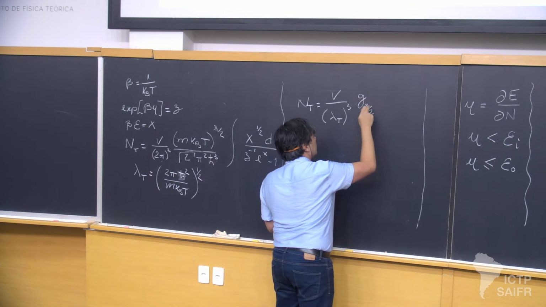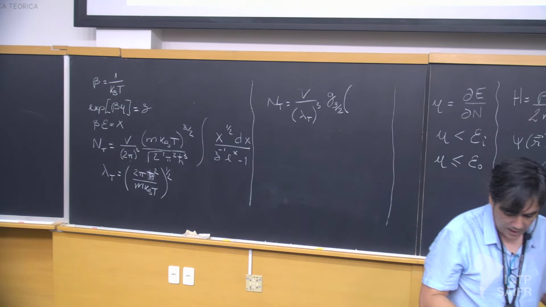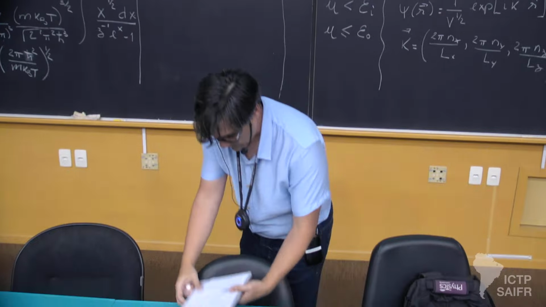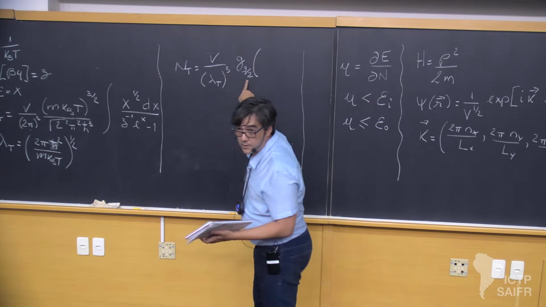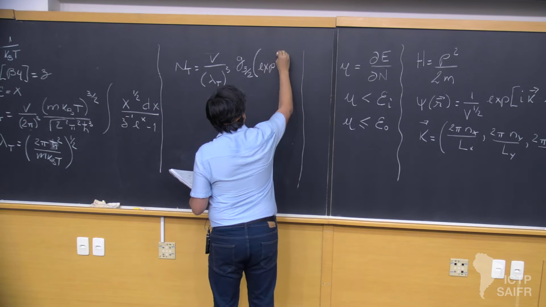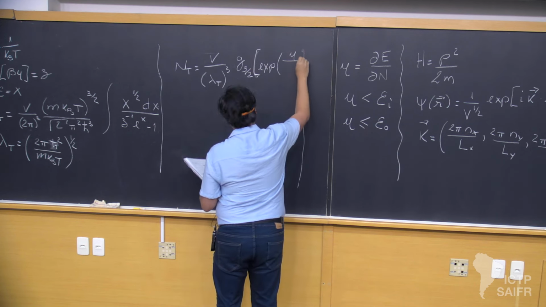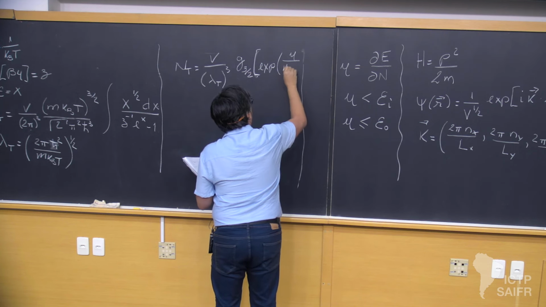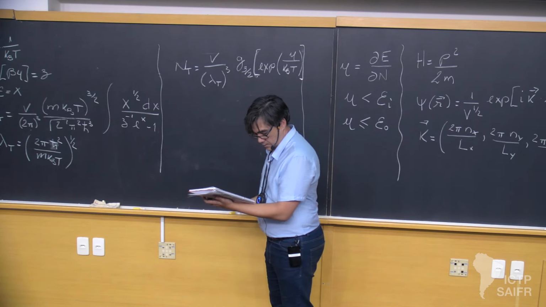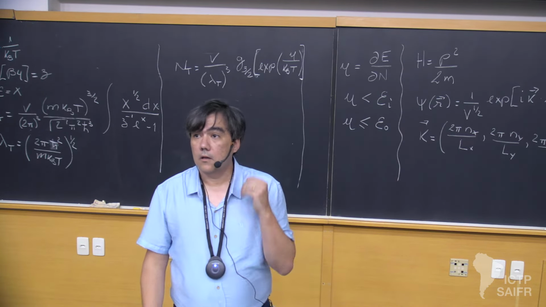This is actually one of them, so this is the 3/2. It's a whole class of functions. I'm not going into that, but there is a whole mathematical field on this. And the argument of this, I want to single this out because this is important to me, is μ over k_B T. Very good. This is what I wanted. Now comes the magic.